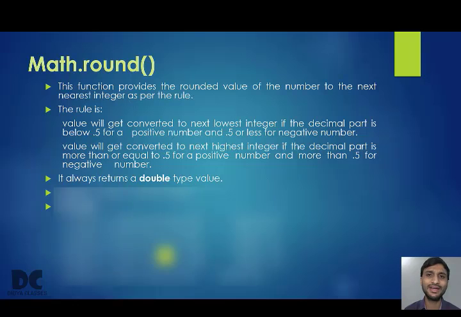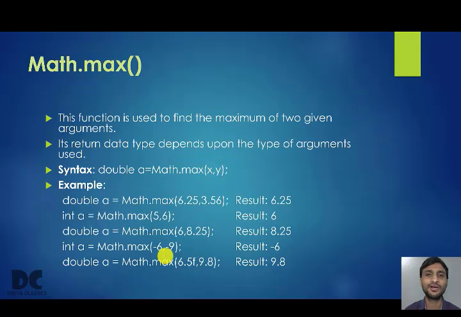So now we'll move to the next mathematical function, that is Math.max. Math.max gives the maximum number between two numbers. It may be two integer numbers, it may be two real numbers, or it may be one integer, one real. So it will find which number is the larger number out of the two.